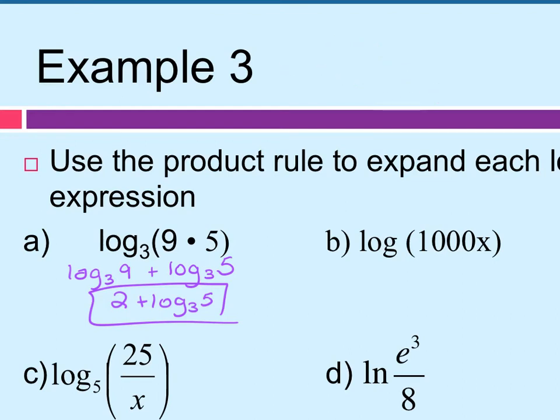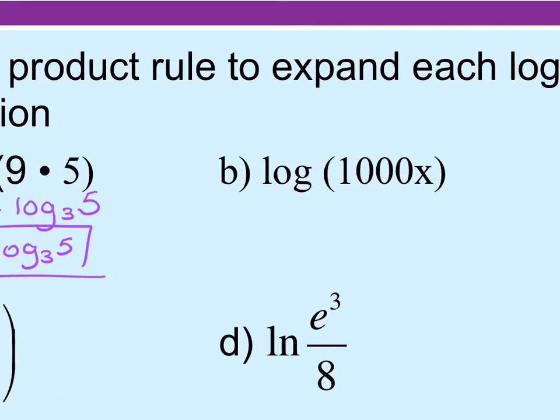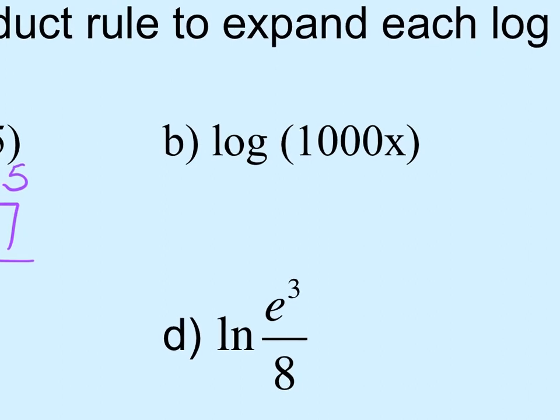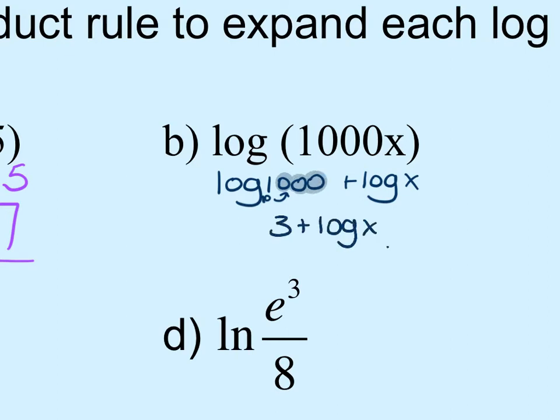All right, how about B? When I split this, it becomes what? You add again: log 1,000 plus log x. Can either of those be simplified? What's the base on that log? 10. Can I raise 10 to a power to make it 1,000? The easiest thing with powers of 10 is count the zeros of your answer. This is 3 plus log x.